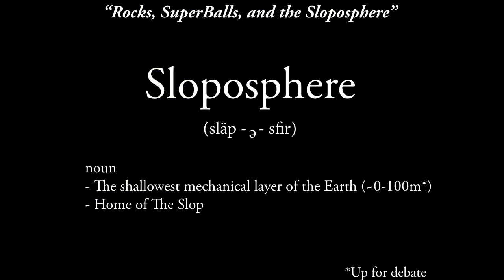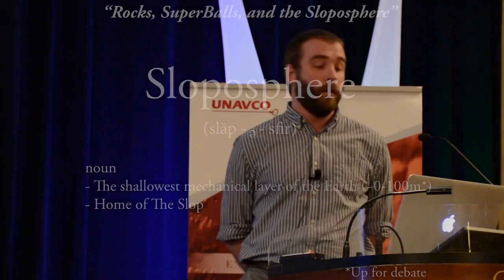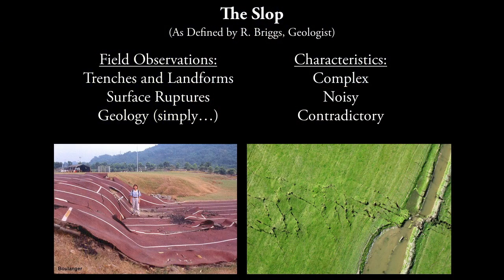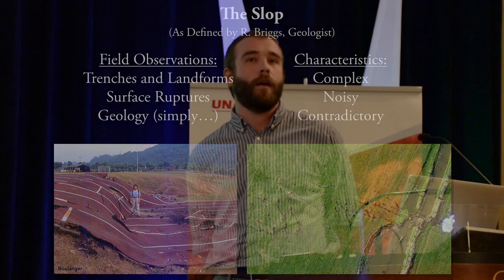The Sloposphere simply is the shallowest mechanical layer of the Earth, the upper 200 to 100 meters or so, and it's notable as the home of the slop. So slop, most of you are probably fairly familiar with. It's essentially earthquake geology. So measurements from trenches, displaced landforms, surface ruptures, different displacements that can occur in a range of different complex materials and behave in a bunch of different ways.